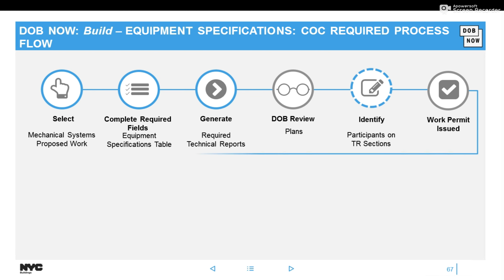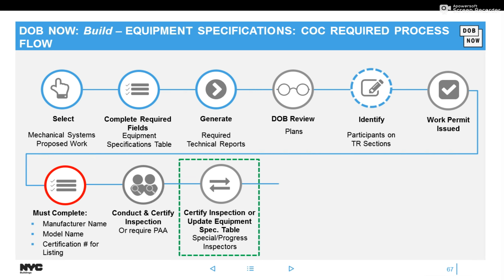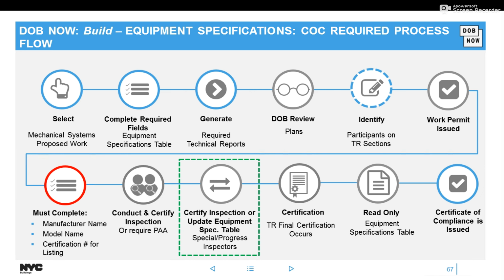So I put together a little process flow here to help you understand how it works. You're going to select mechanical systems when you see the available work types. You're going to complete all of the forms. Everyone signs. You submit it to DOB. You get your work permit. By then, you should probably have the machine or the device, so you complete the other fields. Once inspection is done, that table becomes read-only, and you could then print your COC once it's issued.